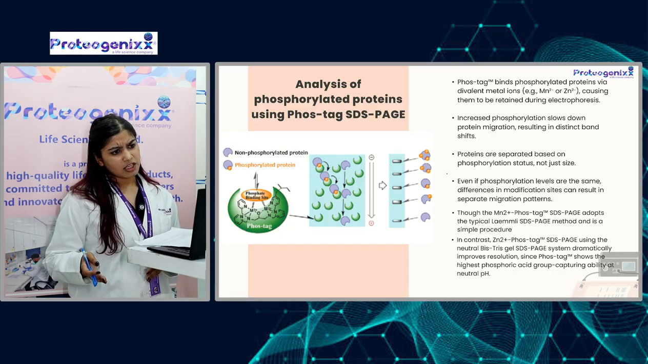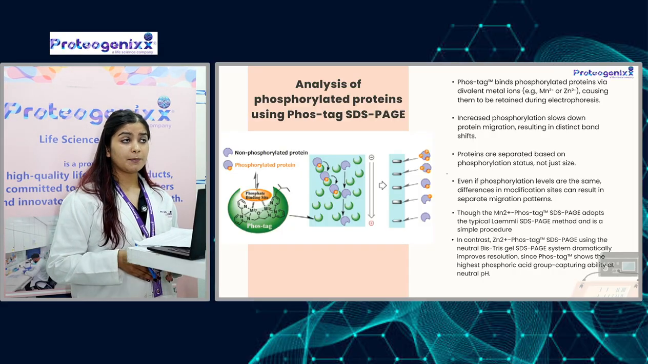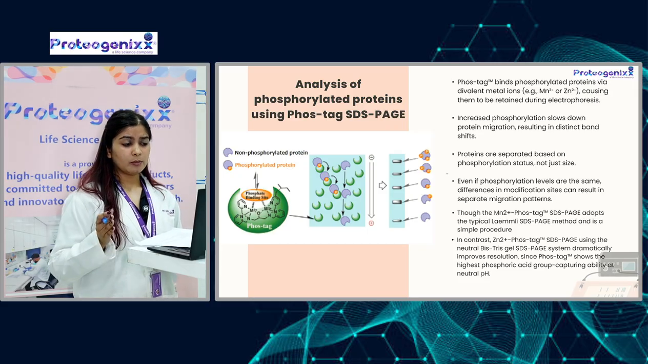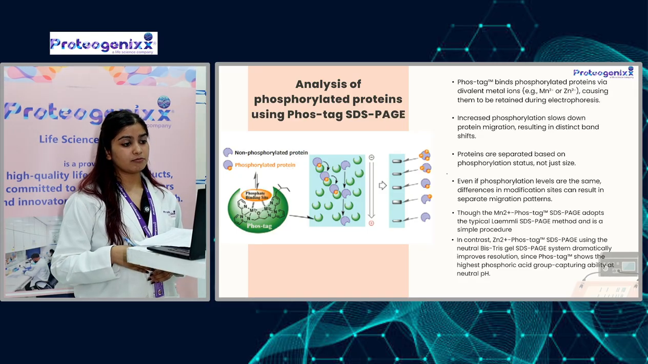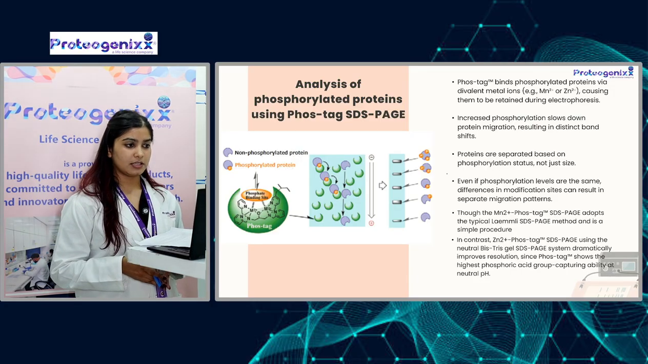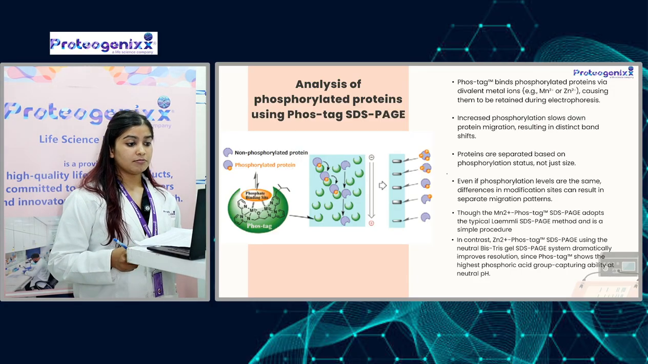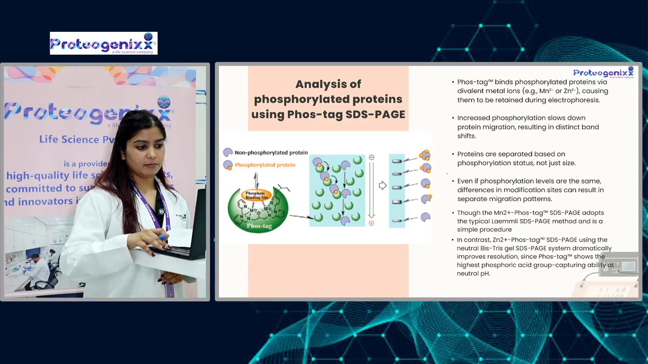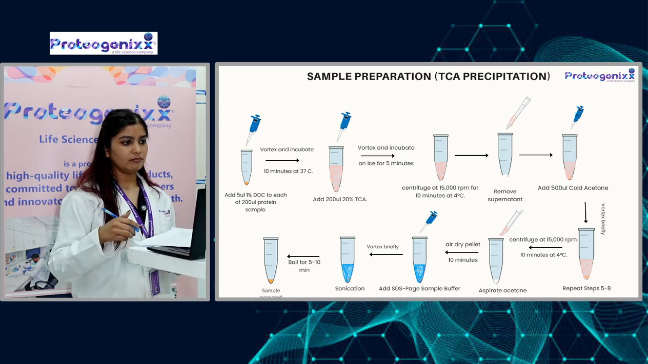When we are using manganese Phos-tag, the SDS-PAGE adopts the typical Laemmli SDS-PAGE method and is a very simple procedure. But when we are working with zinc Phos-tag, it uses a neutral Bis-Tris SDS-PAGE system, because it has the highest phosphate capturing ability at neutral pH.